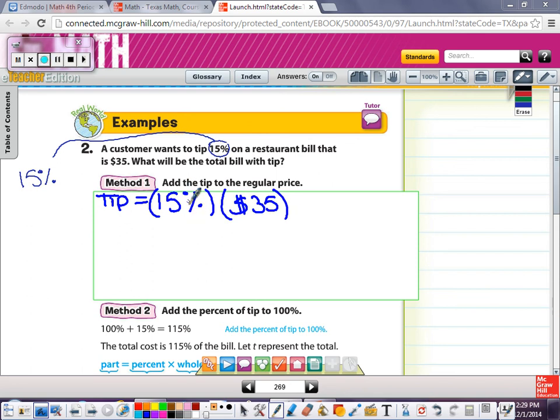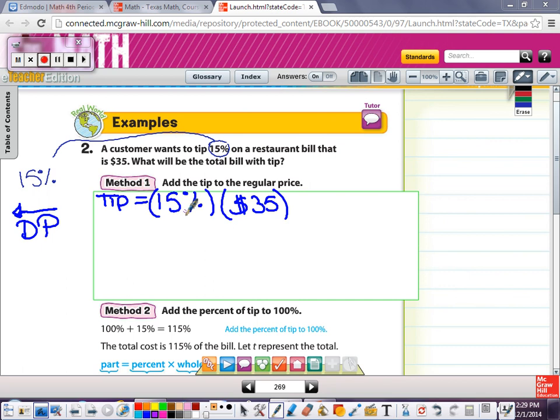We have to turn percents into decimals. So I'm going to use my old friend DP, Dr. Pepper. To turn a percent into a decimal, I move the decimal point 2 spaces to the left. So you may be asking, well, I don't see a decimal point in 15. There is one, but it's invisible. It's right here after the 5, because 15 is a whole number.